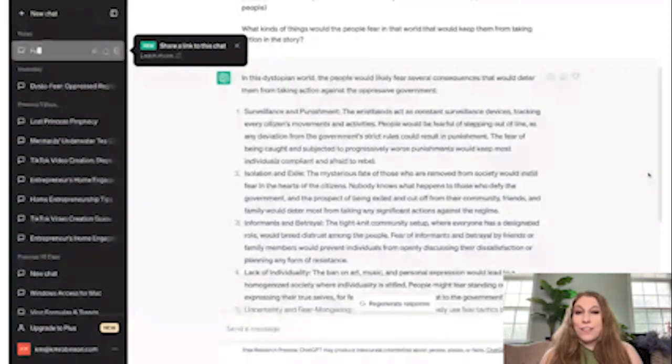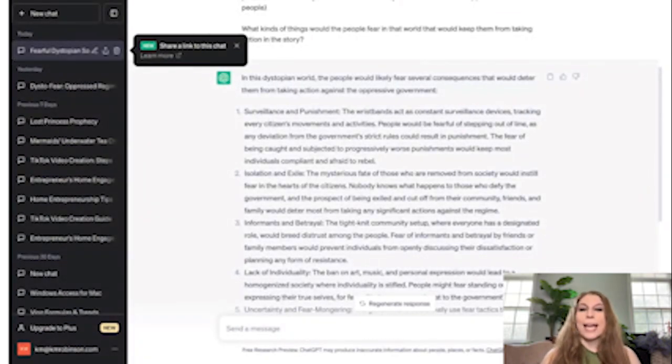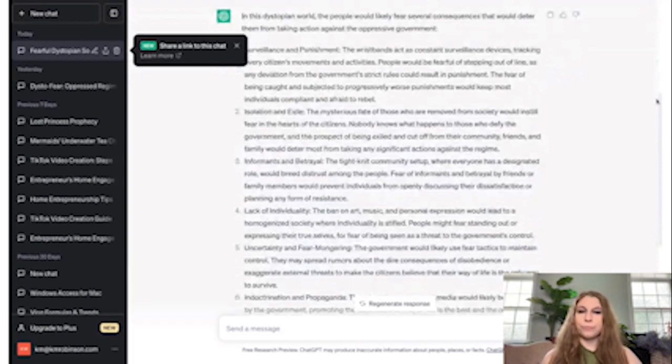So number 1, surveillance and punishment. The wristbands act as a surveillance device tracking every citizen's movements and activities. People would be fearful of stepping out of line, as any deviation from the government's strict rules could result in punishment. The fear of being caught and subjected to progressively worse punishments would keep most individuals compliant and afraid to rebel. Okay, that makes sense, right? That's a logical conclusion.